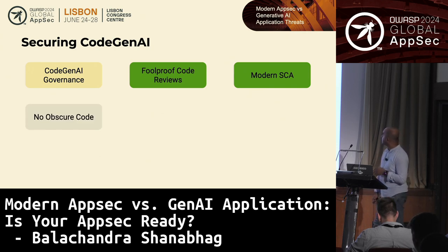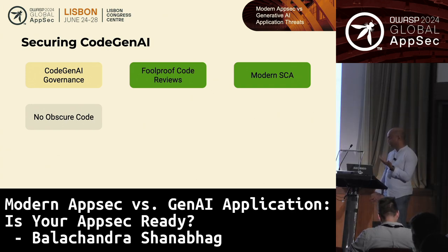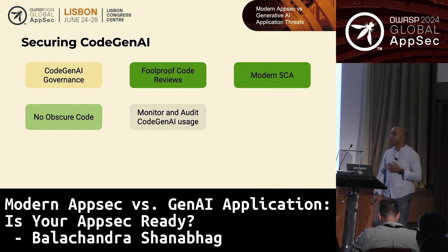If you have modern AppSec, I'm assuming we'll have modern SCA. The next would be: if a developer does not understand the code developed by the GenAI, they should reject it. I think this is standard policy, right? We don't want to see any obscure code. But we need to make sure that if you are using GenAI, that has been followed, and also train people to understand this. I'm going to cover the training next, but we need to make sure people understand what they need to do.